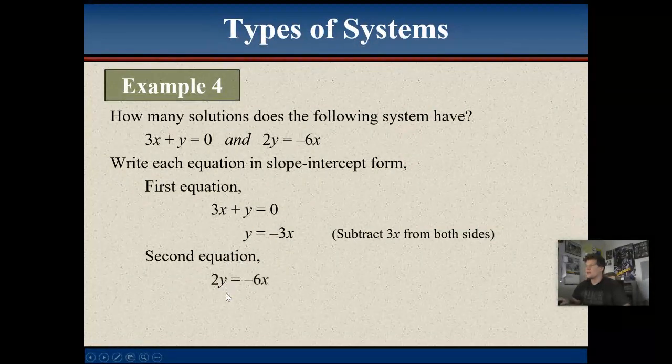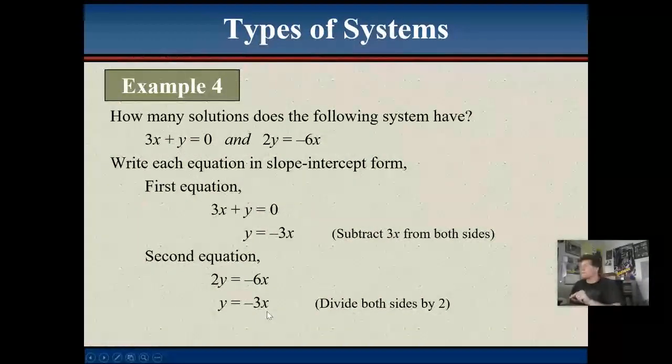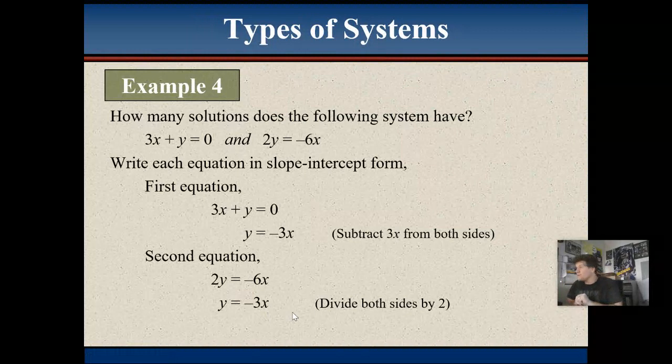Second equation, I have my 2y. It's being multiplied by that 2, so to do the opposite, let's divide it. Y equals negative 6 divided by 2, negative 3x. What do you notice about those equations? They are exactly the same. Y equals negative 3x, y equals negative 3x. Since they are exactly the same, this is that type that's called coincident lines.